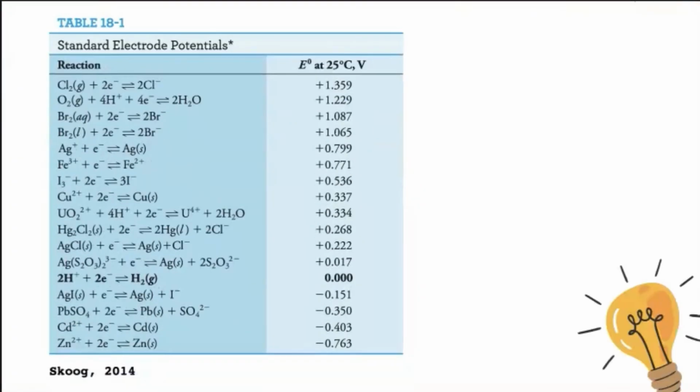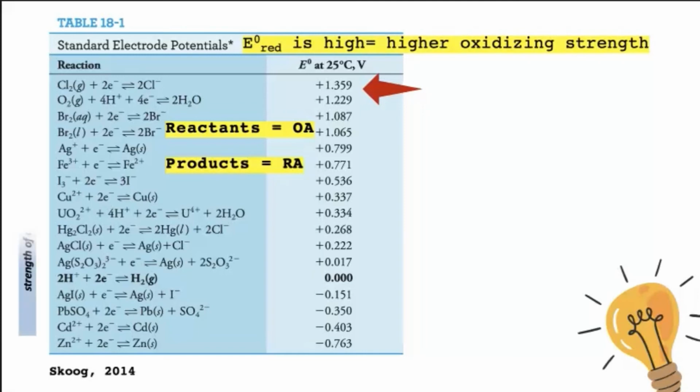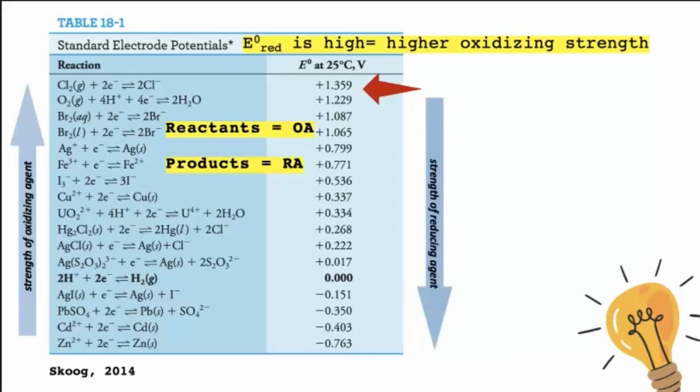A list of these electrode potential values for selected reduction reactions at 298 Kelvin is shown here. The more positive the standard reduction potential, the more readily the half reaction occurs as written. Since the half reactions are written as reductions, reactants are oxidizing agents, and products are reducing agents. Therefore, the strength of the oxidizing agent or the reactant increases going up, and the strength of the reducing agent or the product increases going down.